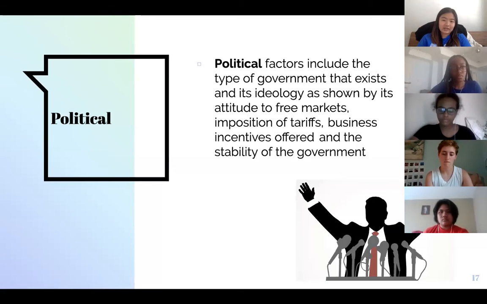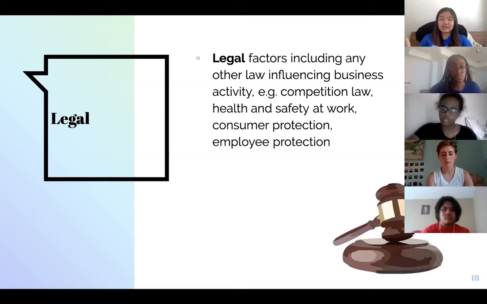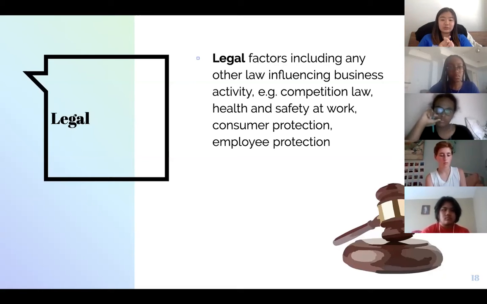Political, they include the type of government that exists and its ideology as shown by the attitude of the free market, imposition of tariffs, business incentives offered, and even the stability of the government. Legal, so that just includes the law influencing the business activity. So it could be health and safety, consumer protection, employee protection, competition law.